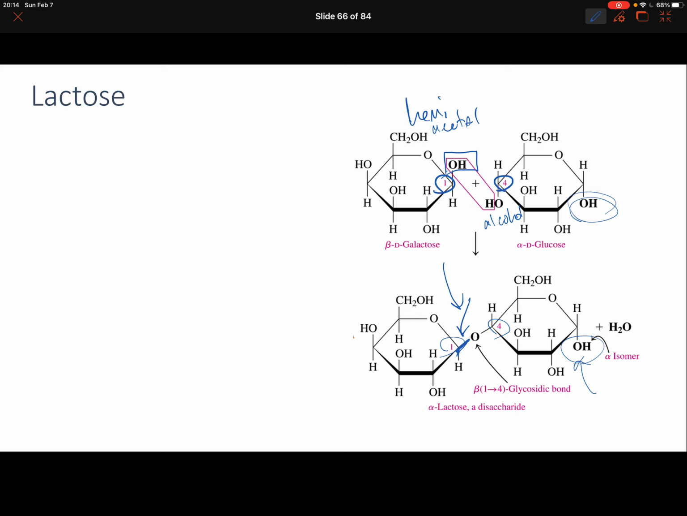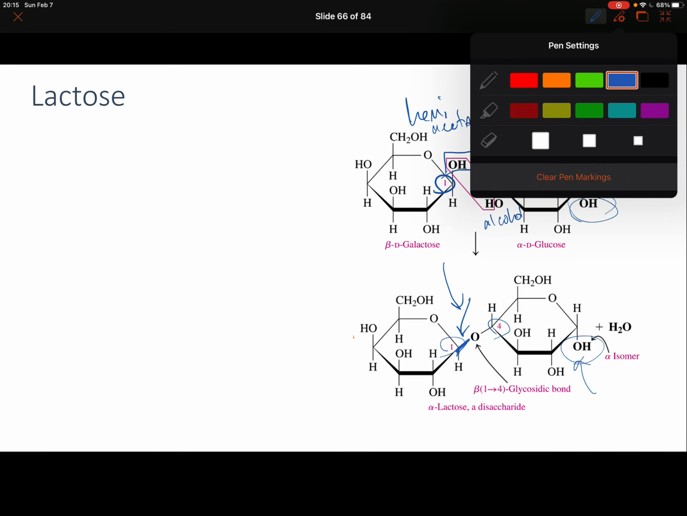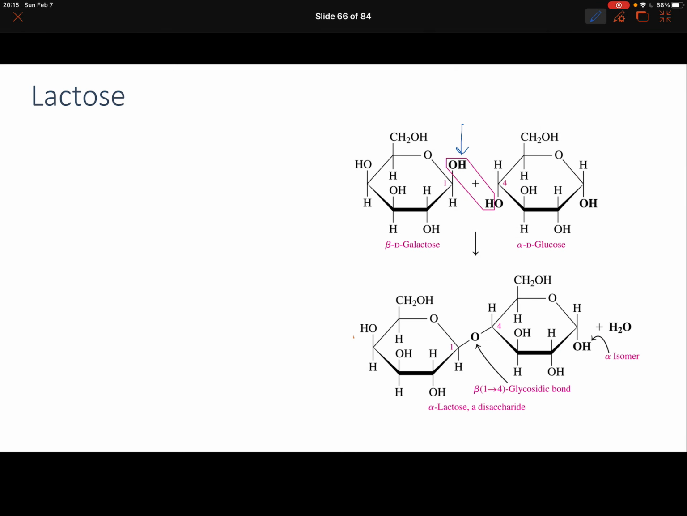Dehydration synthesis, we call it. And you can see that here. It's highlighted in pink. So this little pink box has the OH and the H that are the water. So that's lactose. Now, this one again has an anomeric carbon that can flip open, and the ring can open and close. It can be oxidized. So lactose is a reducing sugar, just like maltose.